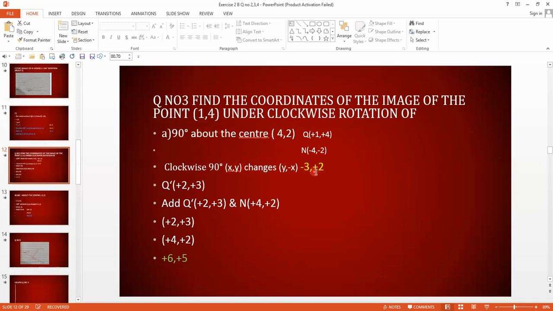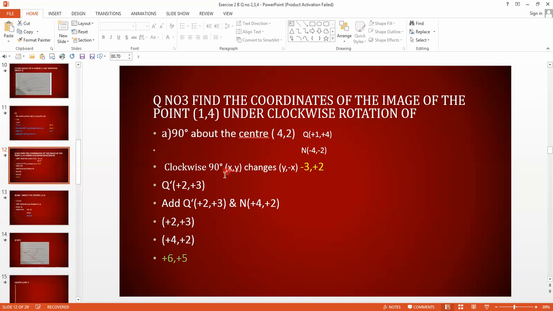For a clockwise 90 degree rotation, we have to swap their positions. So y becomes x and x becomes y, and we have to change the sign of the second. So this plus 2 becomes x, and this minus 3 becomes y after changing its sign: minus 3 will be changed into plus. So what is Q dash? It is equal to (+2, +3). Clear, beta?